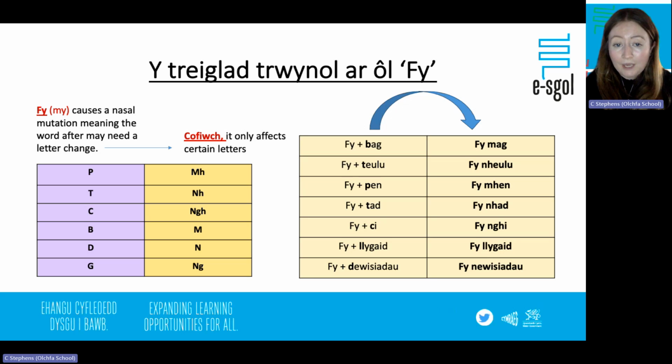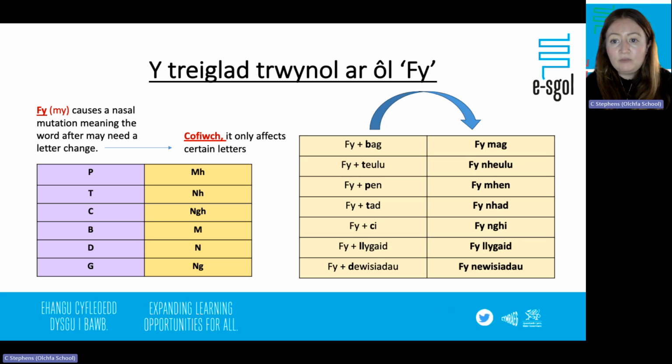Now, if you're stuck, you look back at the other grid on the left-hand side, and you can see where I've got fy mhen from. Well, if you look at the grid, a P changes to an MH, so I literally just swap the P for an MH and copy the rest of the word as it is. The llygaid would stay the same because double L isn't in the grid. Okay, so I put that in there on purpose for you to realise it's only certain words affected.